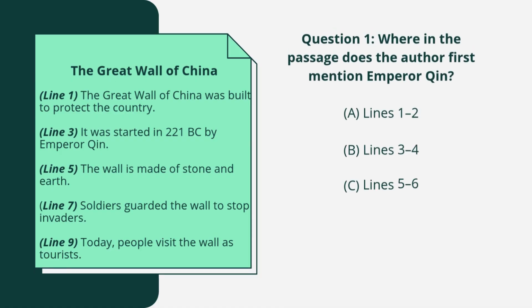Now, let's try a question. Question 1. Where in the passage does the author first mention Emperor Qin? The key words are Emperor Qin. If you scan the passage, you will find Emperor Qin in line 3. So, the answer is B, lines 3 to 4. This is where Emperor Qin is first mentioned.